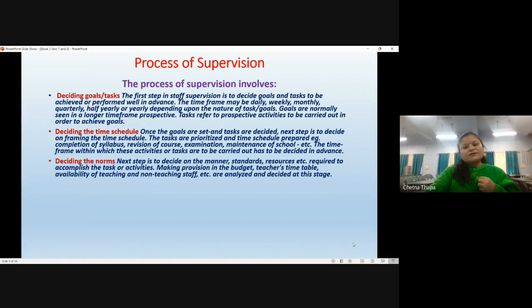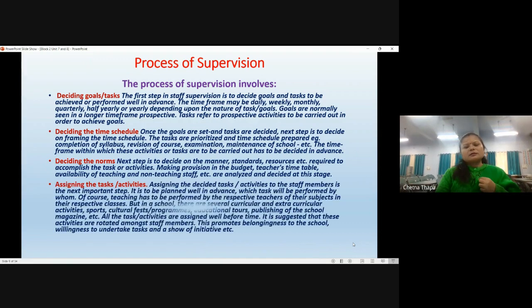Then the task which has to be completed, that has to be included in the teacher's timetable also. Then you have to see which teacher and which non-teaching staff will be doing such activities, because that will depend on the availability of the staff members. You have your teaching and the non-teaching staff, you need to prioritize which will be doing this kind of activity, and then these are analyzed and decided at a later stage.